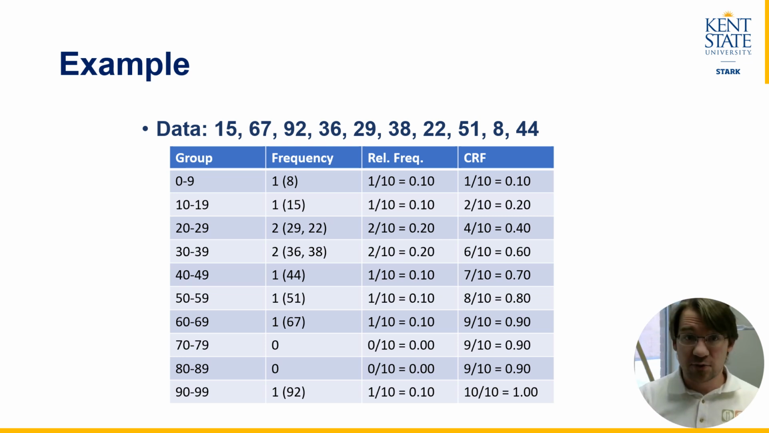So we can see, for example, that between 0 and 9, we have 1 observation. Between 10 and 19, we have another one. Between 70 and 79, there are 0 observations.